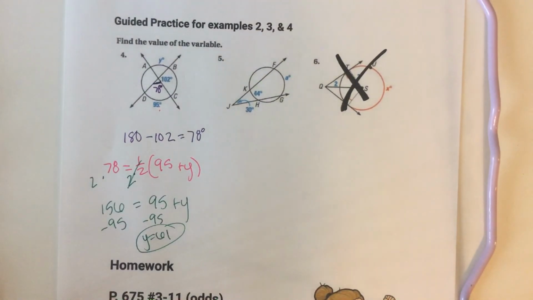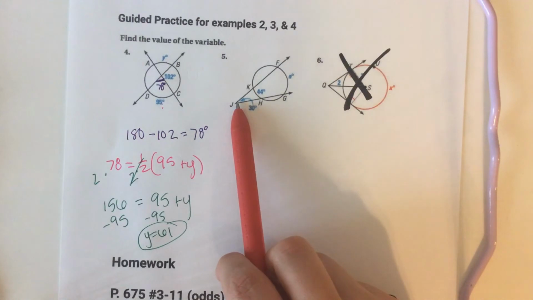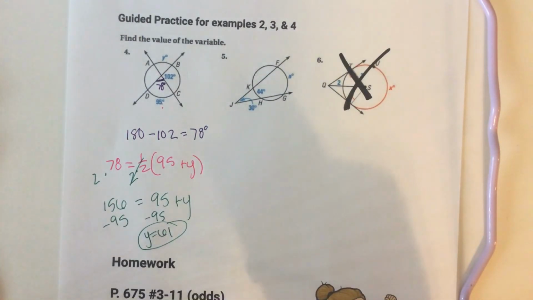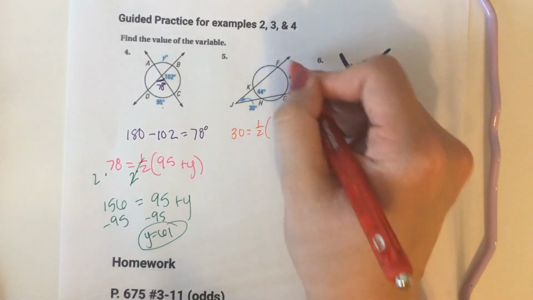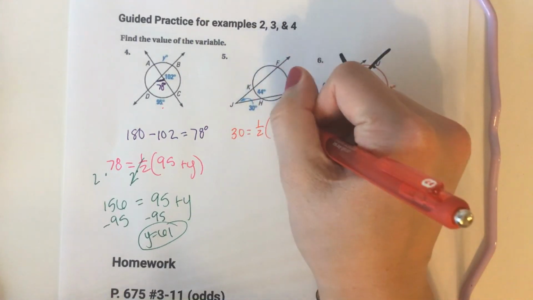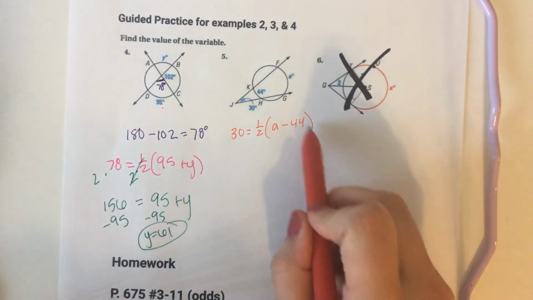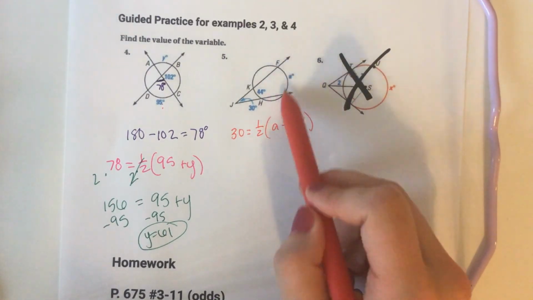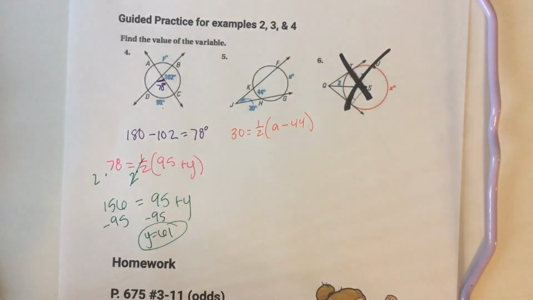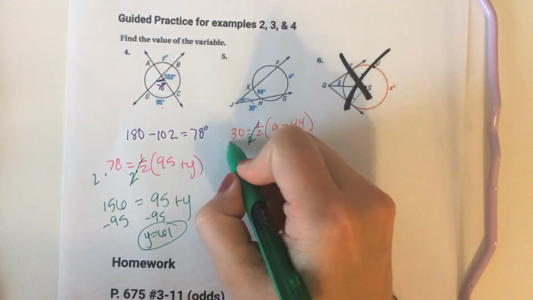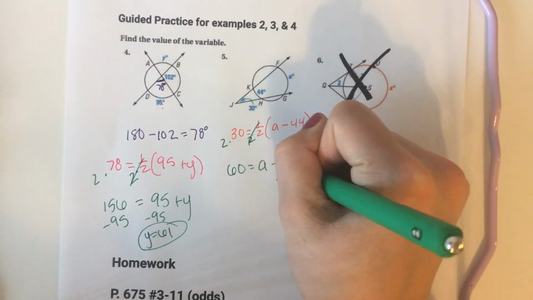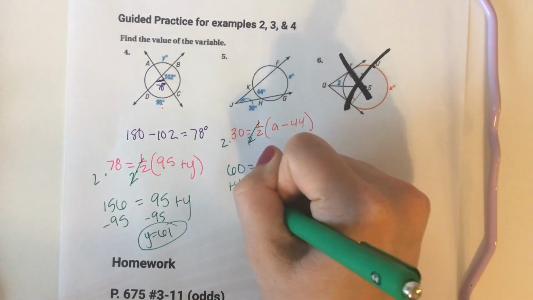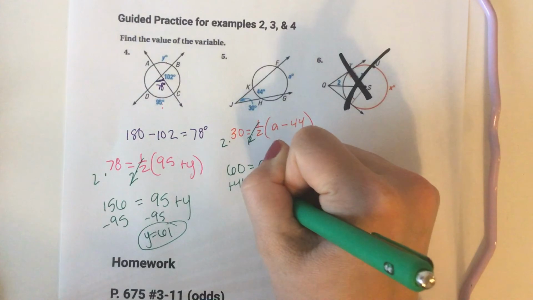So number 5, moving on, this intersects outside the circle, so now we know we're going to be doing the difference, and they give us the angle again, so we know this is going to be 30 equals 1/2 big arc, so A, minus small arc, 44. This order is important, so remember it's the big minus the small. So again, kind of the same solution process we just saw in the last example. Multiply by 2, the 1/2 is gone, we get 60 equals A minus 44. We add 44 to get that A is 104 degrees.